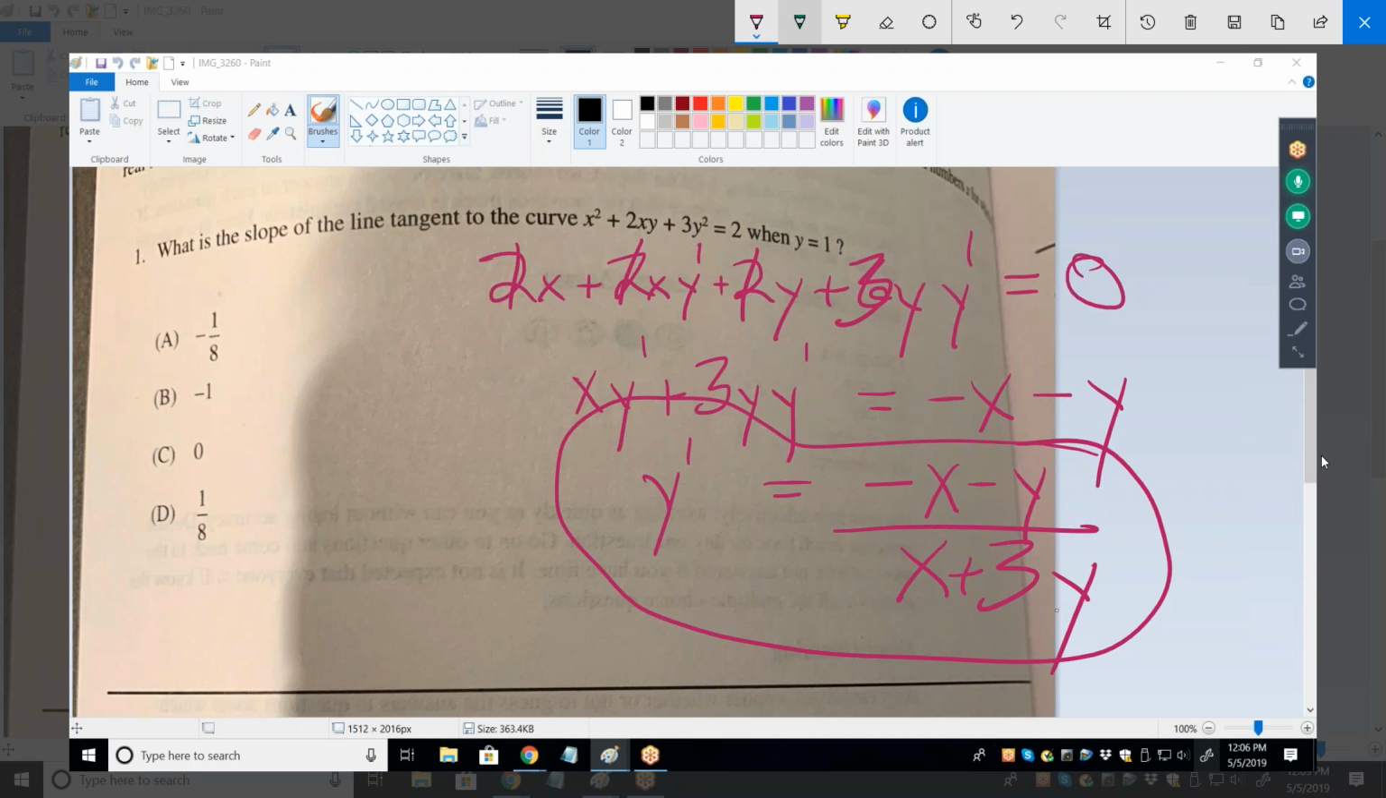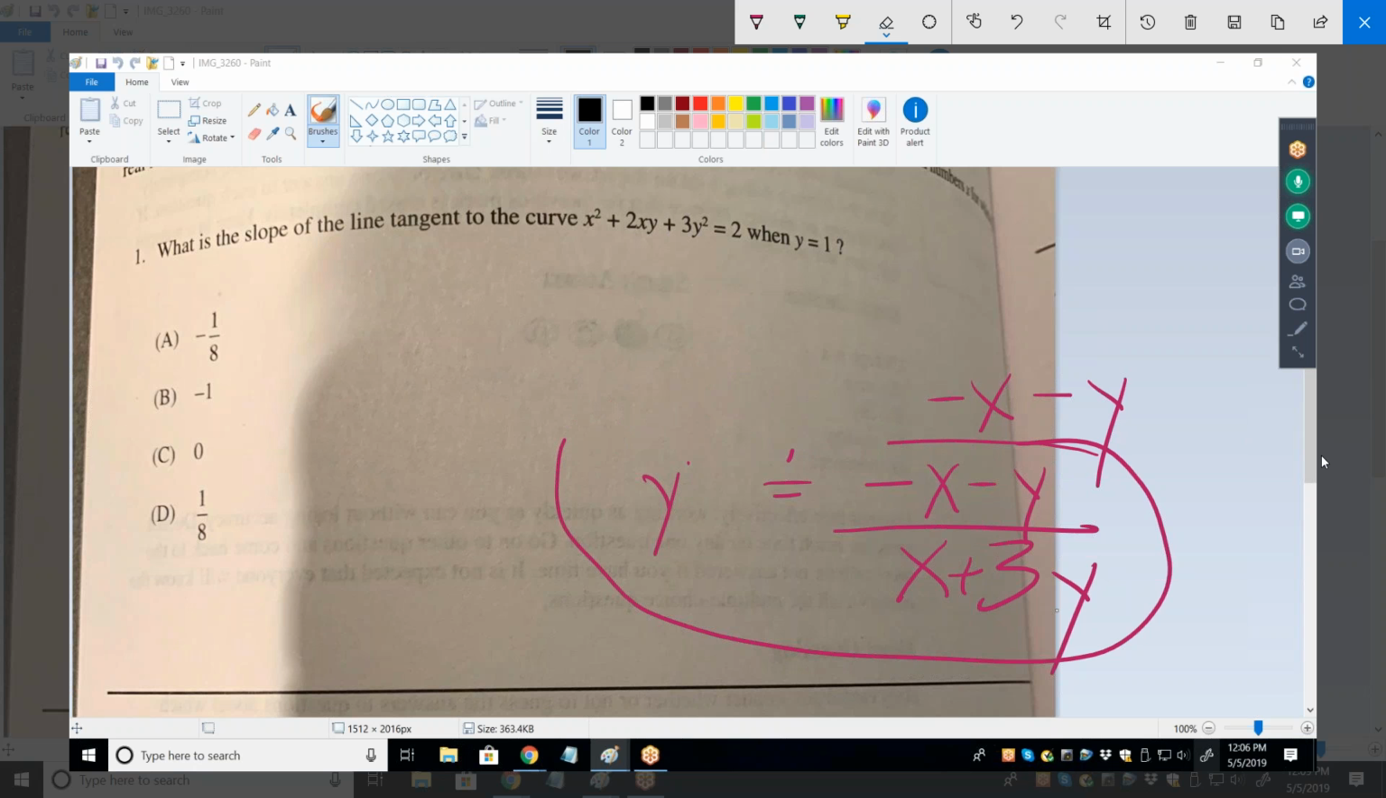Because this is a little bit of a strange problem. So the next step, what's the slope of the tangent line of the curve? So we have to plug in what y equals. We have to plug it into the first equation first to find the x value. Yeah, exactly. In other words, you get x squared plus 2x plus 3 equals 2, correct? When I plug in y equal 1?